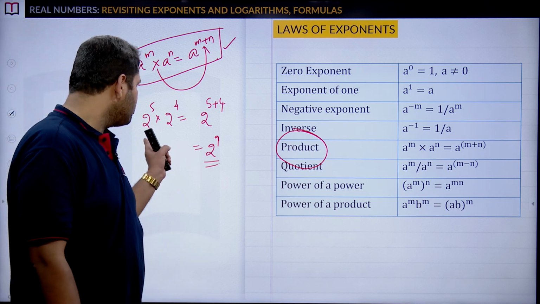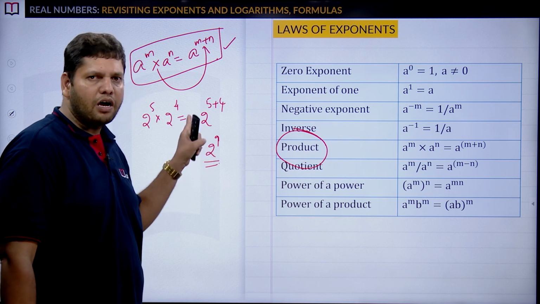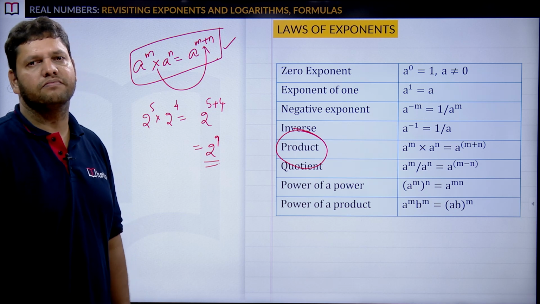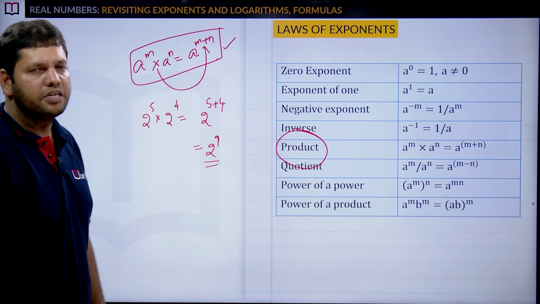So 2 to the power of 5 into 2 to the power of 4 is equal to 2 to the power of 5 plus 4. So we can say the answer is 2 to the power of 9. Clear, children? So it is the product law.